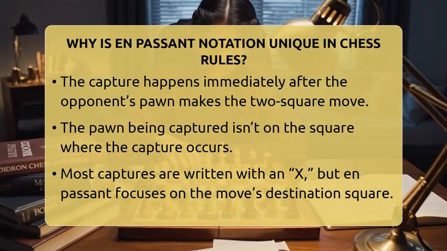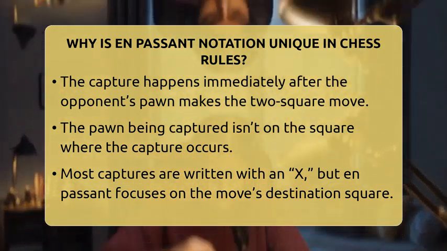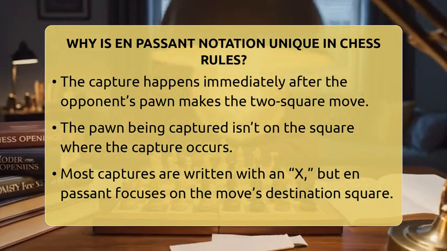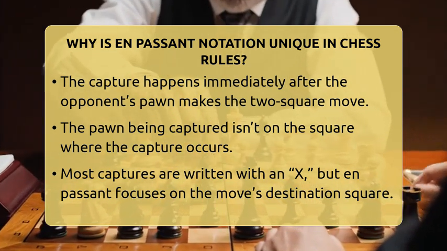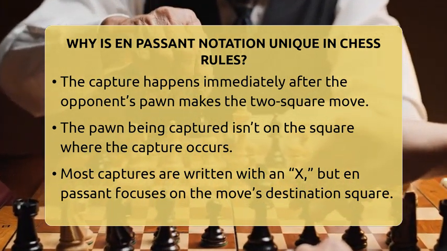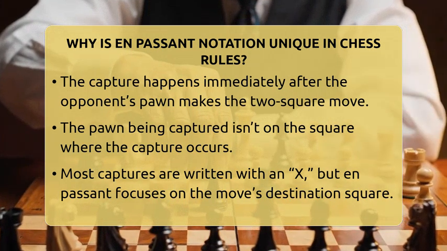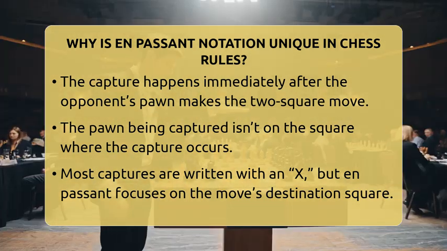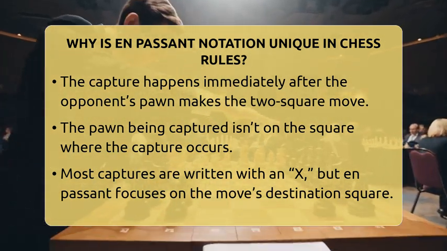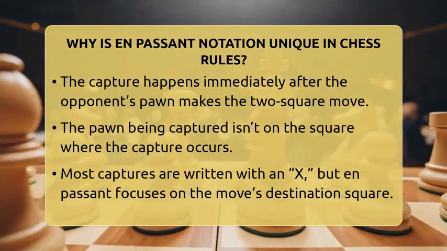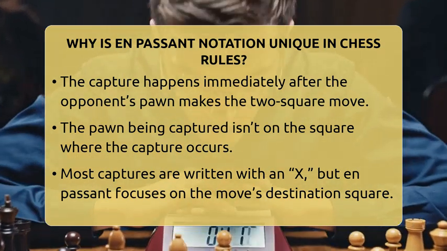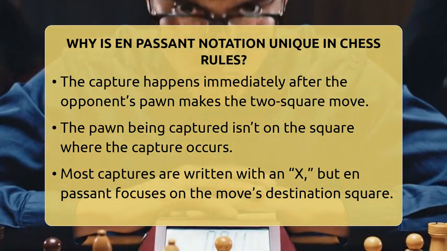The tricky part is that the pawn being captured isn't on the square where the capture occurs. Instead, it's on the square it would have been if it had moved just 1 square forward. In notation, most captures are written with an x to show the piece taking another piece. For example, if a pawn on e5 captures a piece on d6, it's written as e takes d, but for en passant, the notation focuses on the move's destination square, not the square of the pawn being captured.